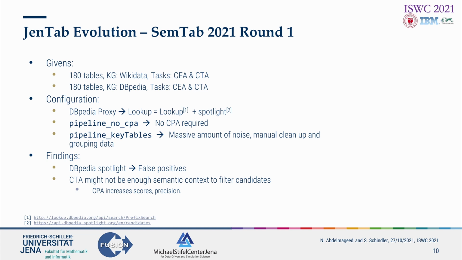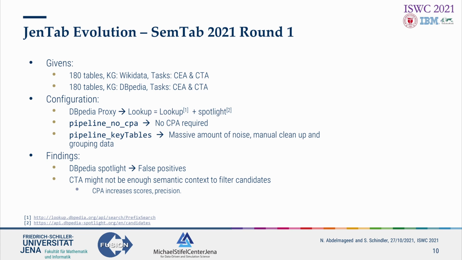We have implemented DBpedia proxy, and we have used DBpedia Spotlight along with the publicly available lookup API to retrieve candidates. However, we have found many false positives, so we have decided against DBpedia Spotlight. We have tried to solve only CEA and CTA without the information from CPA using pipeline no CPA. However, we have found that the use of properties increases the scores, especially the precision.